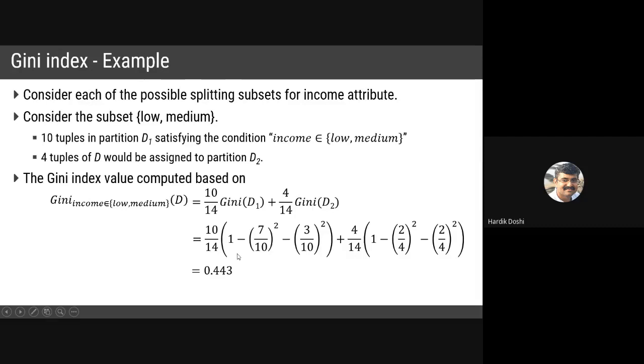Now tell me, what if I compute Gini for income belongs to high? Can anyone tell me what will be the Gini for income belongs to high?